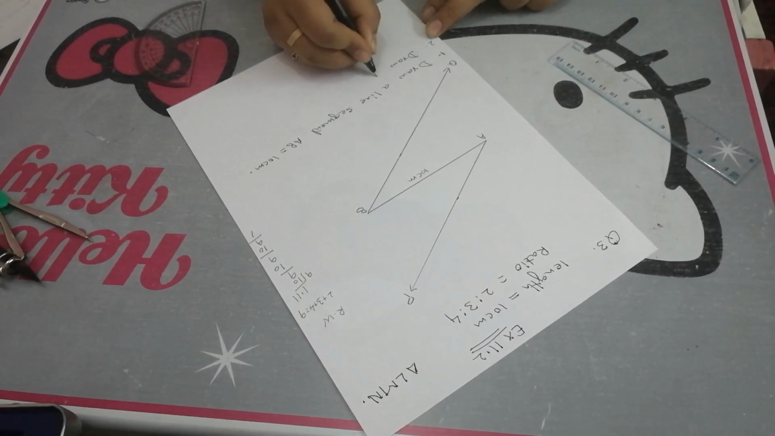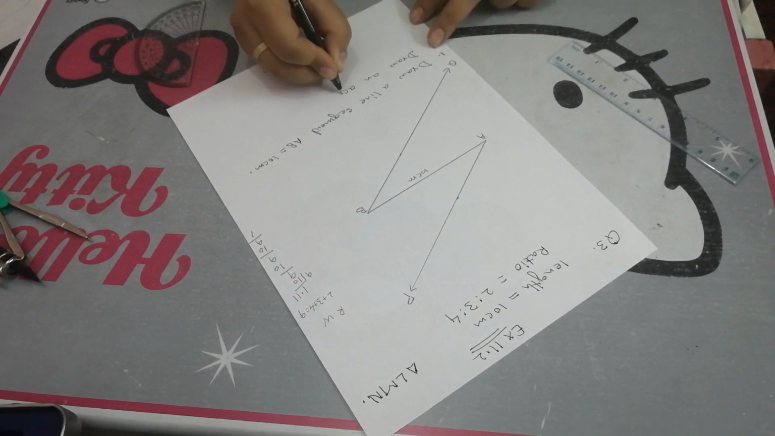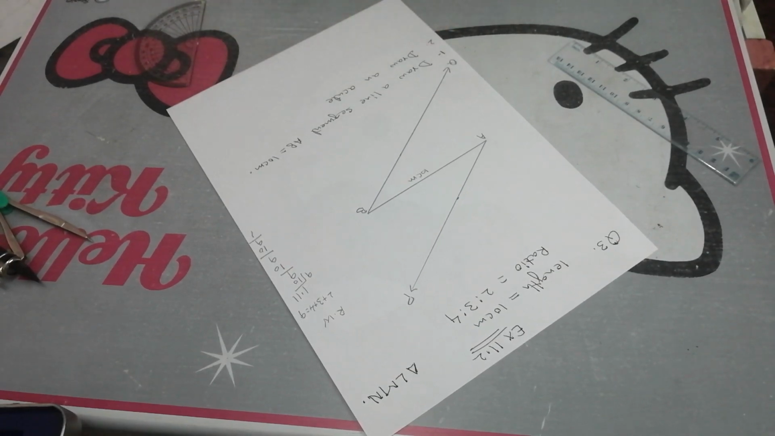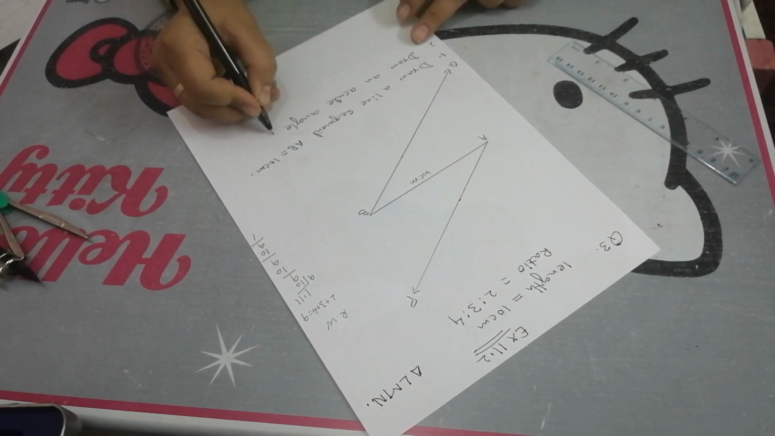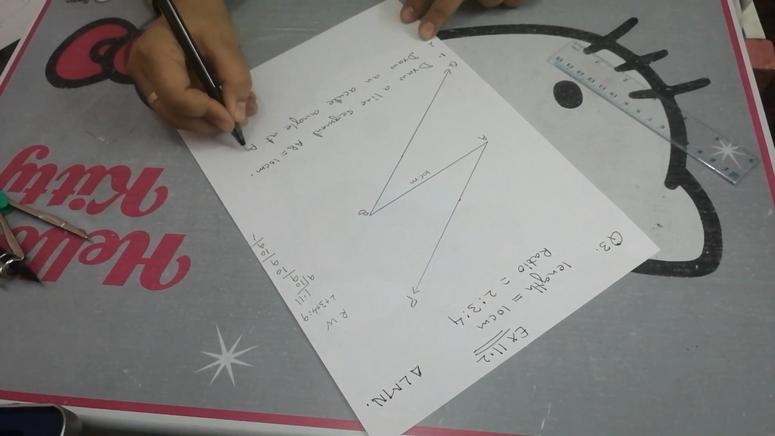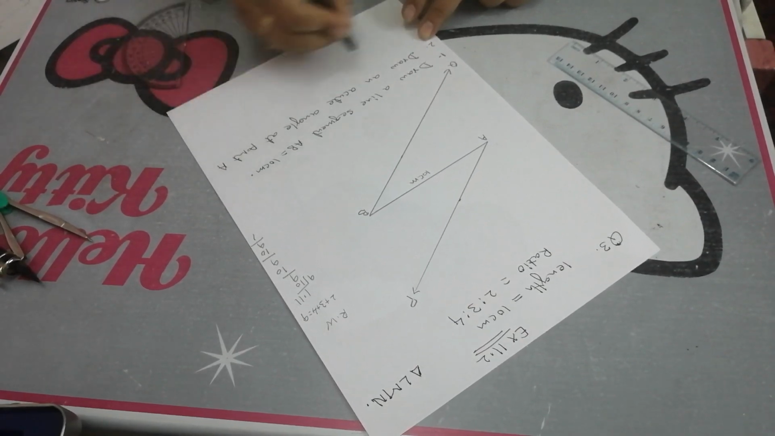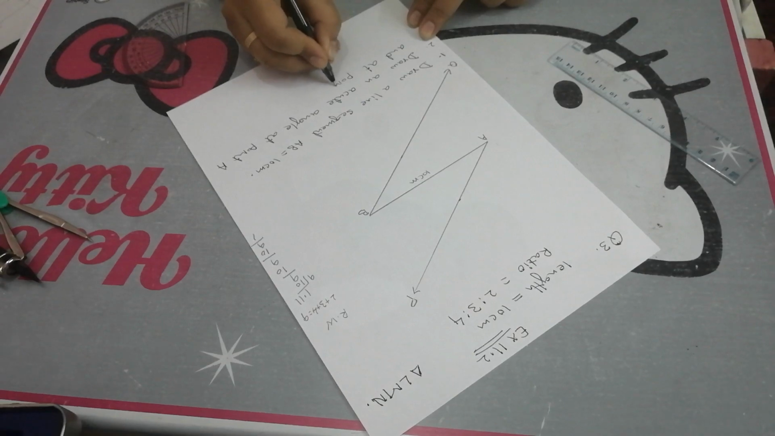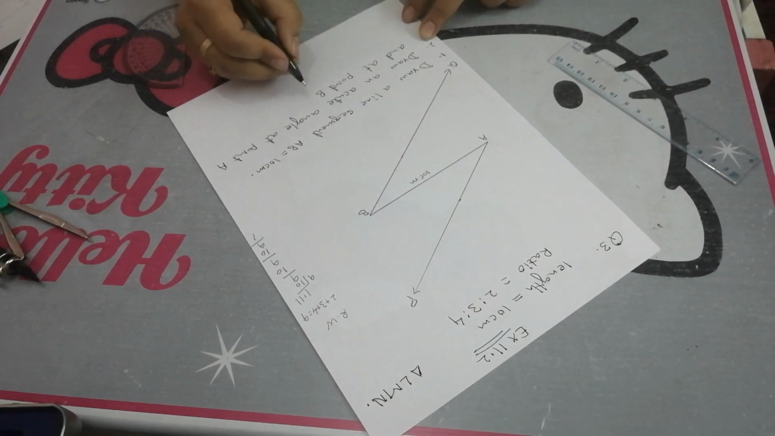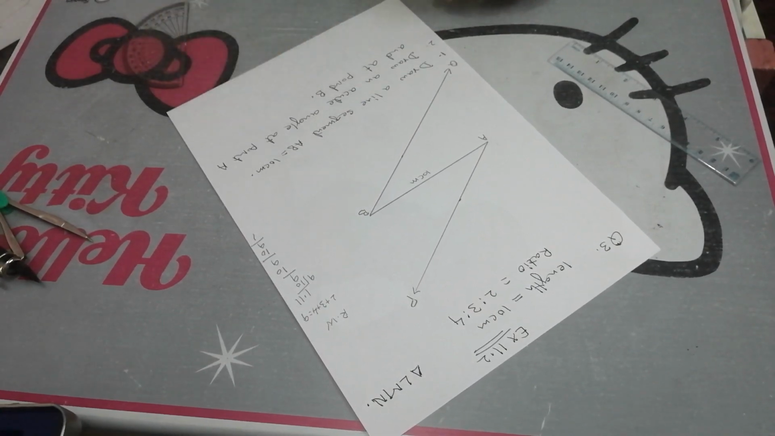So what will you write? Because steps of construction will be too many in this, I'll try to reduce the steps. So I'll write 2-3 steps in a single step. Draw an acute angle at point A in upward direction and at point B in downward direction. Okay, clear?